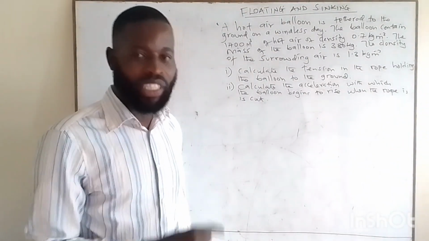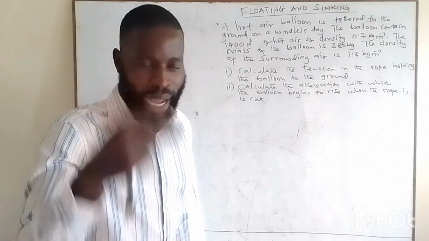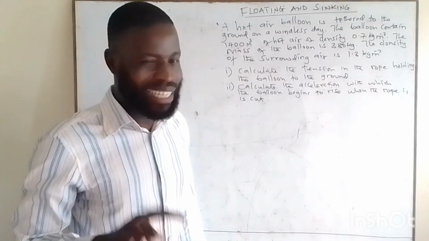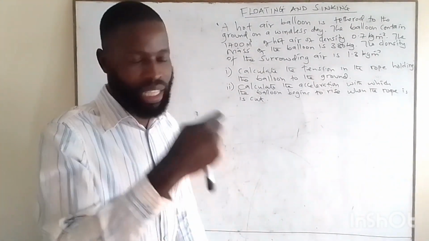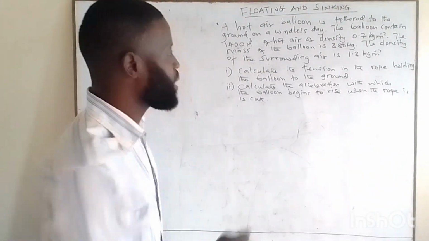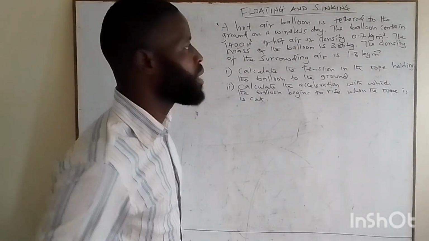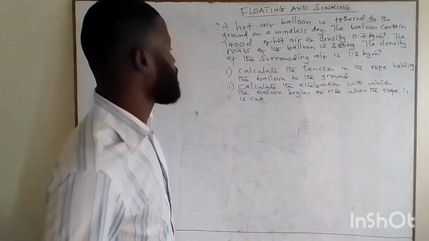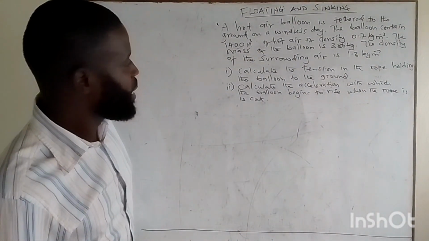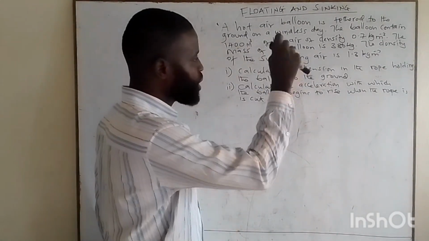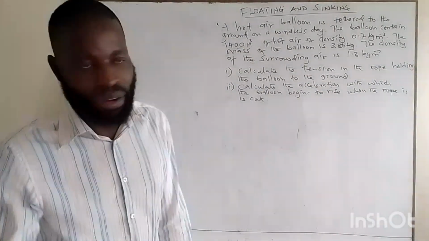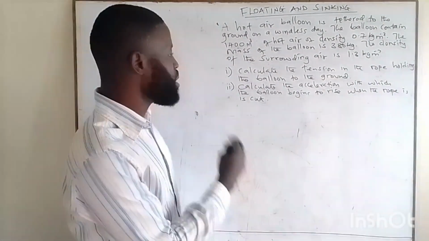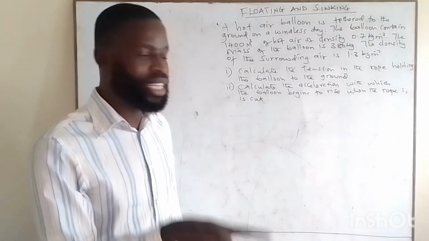Remember, the mass of the balloon in this case is not part of the mass of air inside. So it is just the mass of the balloon fabric itself, which is 380 kilogram. The density of the surrounding air is 1.3 kilogram per cubic meter. The first question asks, calculate the tension in the rope holding the balloon to the ground. The second question, calculate the acceleration with which the balloon begins to rise when the rope is cut.